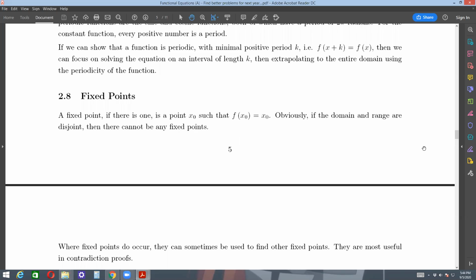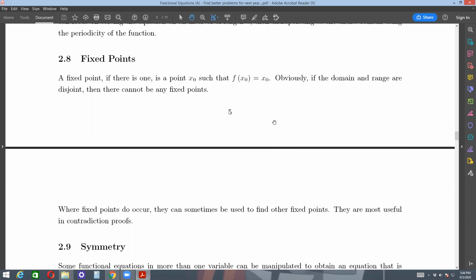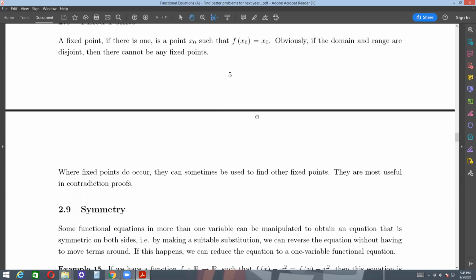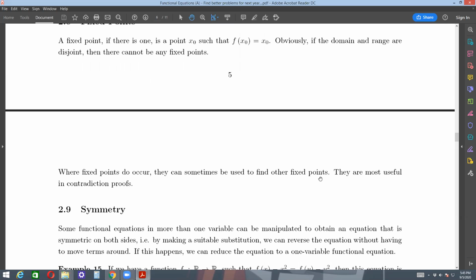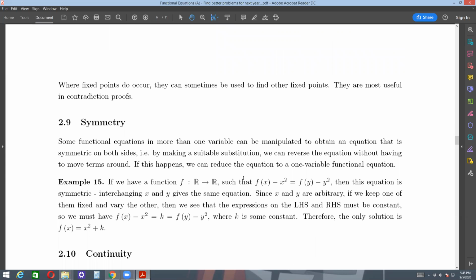One more advanced strategy to use is fixed points. A fixed point is a point such that f of x is equal to x, or f of x0 is equal to x0. Now, if the domain and range are not the same, then there are not going to be fixed points, right? Because it has to be mapped to itself. So be careful with that. Again, I don't have any example here of how that's done, but there are several IMO questions in recent times that have used that. So we'll look at those at some point.